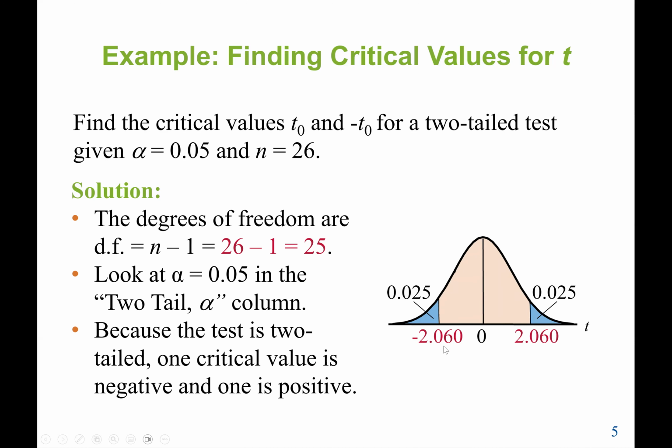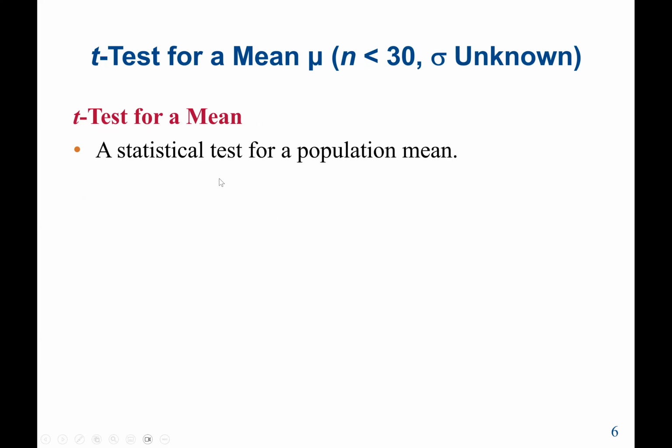So this gives us negative 2.060 and also positive 2.060, as it is a two-tail. Next, we will go through how we can test the mean using the t-test.